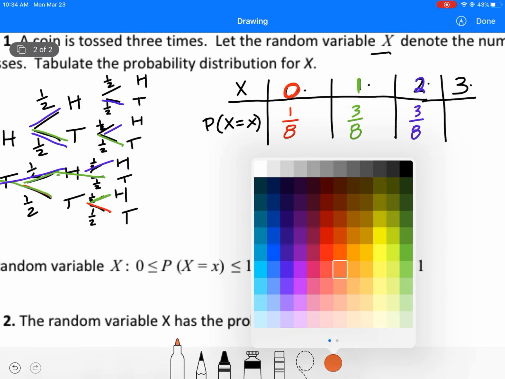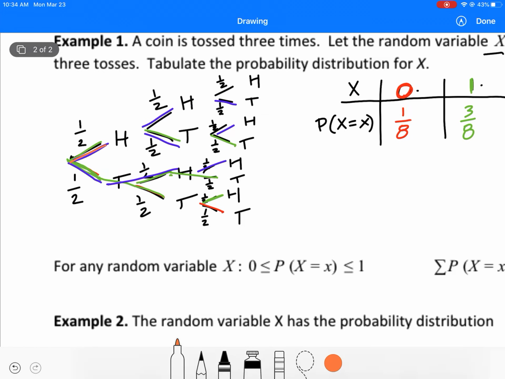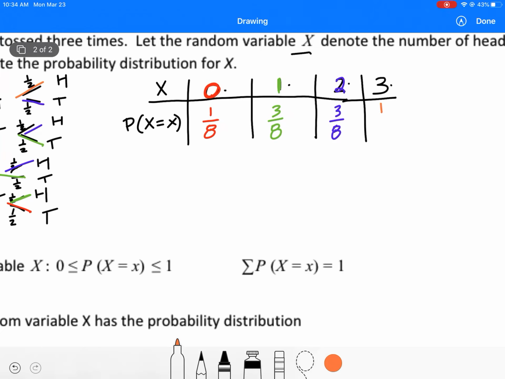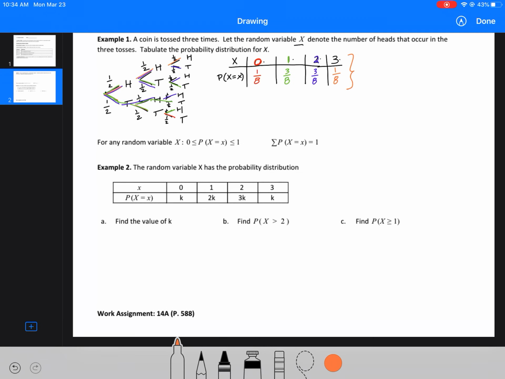And then my last one, for 3 heads, let's use orange. I've got only one pathway, head, head, head, which would be my 1/2 times 1/2 times 1/2, which is 1/8. So this is my probability distribution here. I've listed the outcomes in the top row, and then the probability of the outcomes in the bottom row.